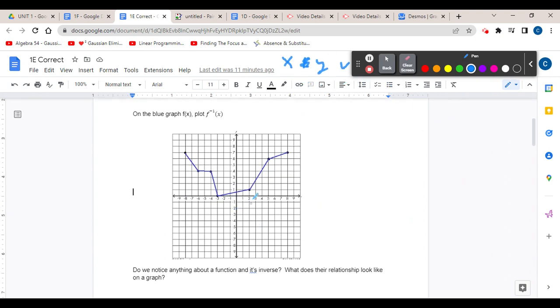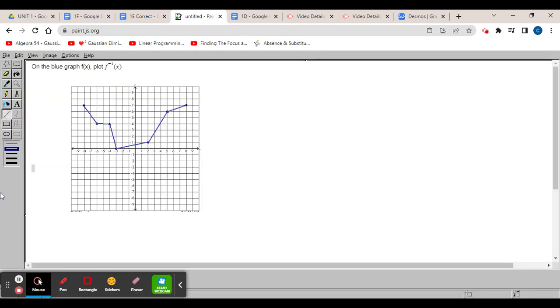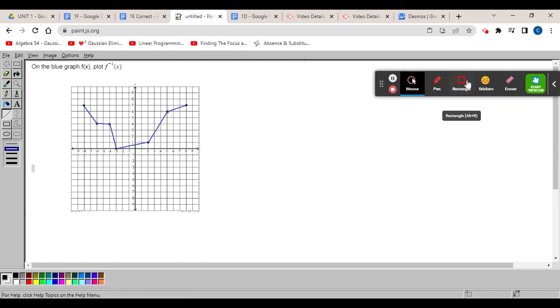So here we have our little blue function, f of x, and we want to plot the inverse of f of x. We want to plot this inverse function right here. To plot it, I'm going to go over to Paint, and we're just going to flip the x and y values. I'll do this in red. Let's look at our graph here.